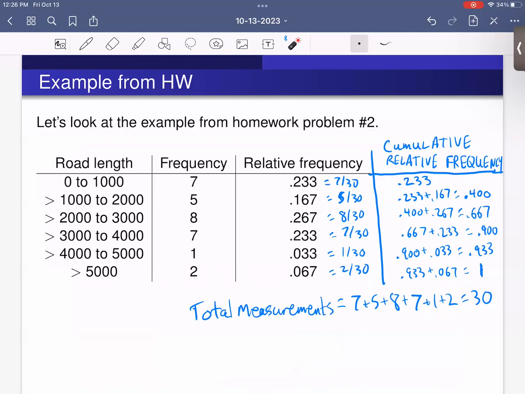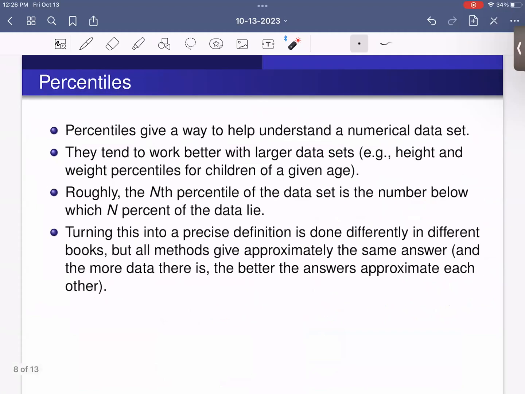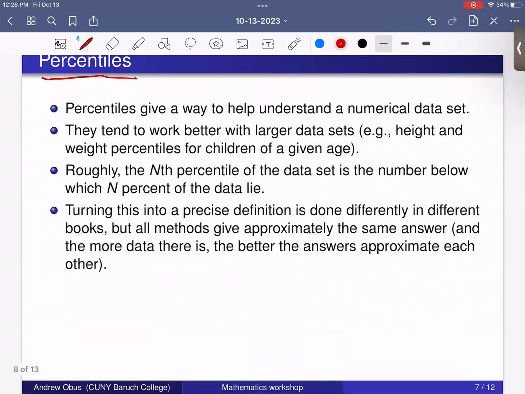So let's move on, if there are no questions, to the last topic today, which is percentiles. Percentiles give a way to help understand a numerical data set, and they tend to work better with larger data sets. You can talk about height and weight percentiles for children of a given age, like this baby is in the 90th percentile for weight or the 80th percentile for height.